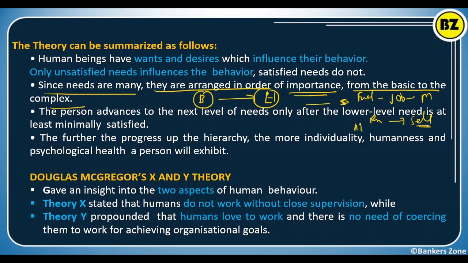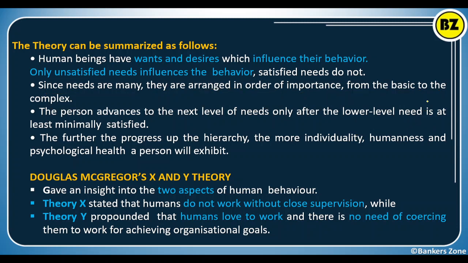Meanwhile, you can seek a house, then you can seek a car, like that. That means your needs are changing from basic to complex. The person advances to the next level of need only after the lower level of need is at least minimally satisfied. So obviously, once a need is satisfied, then only you can go to the higher level, right?